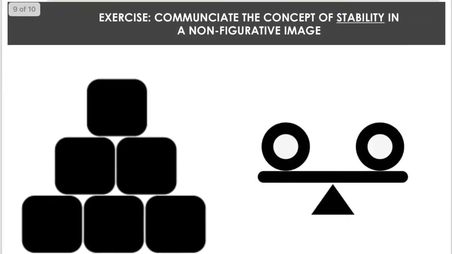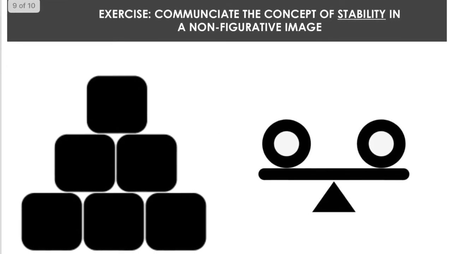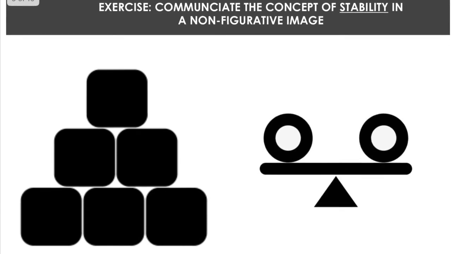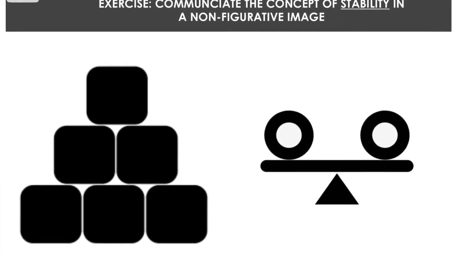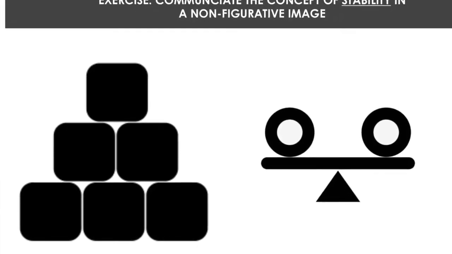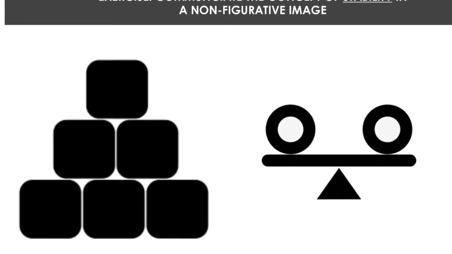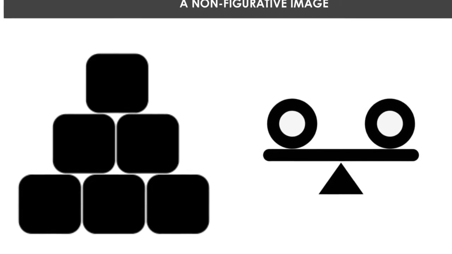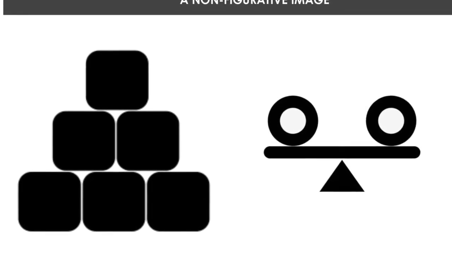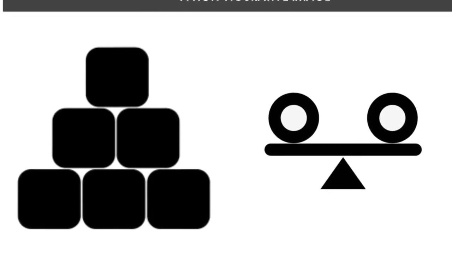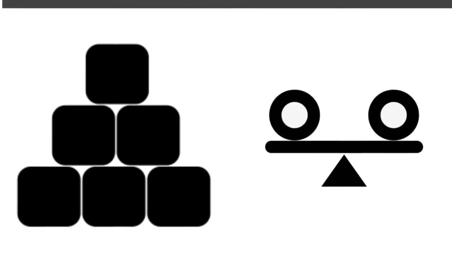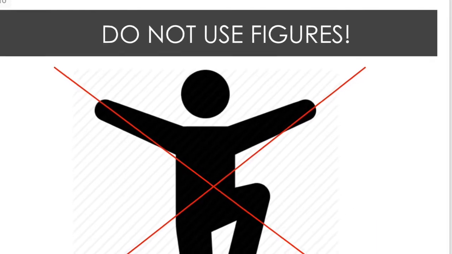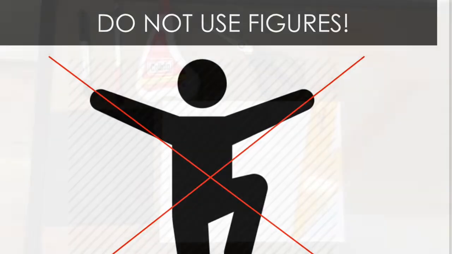All right, let's get to the exercise now. So today you're going to be making a picture that communicates or conveys the concept of stability. Here I have a couple of examples of how to communicate this idea with simple abstract shapes. And your task is to come up with a picture that communicates stability. Continue watching the video for further instructions, but more importantly, do not use figures.